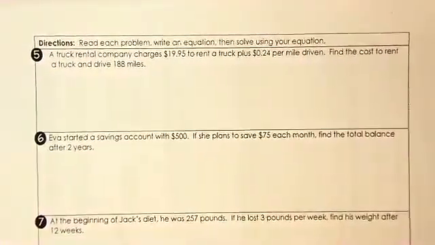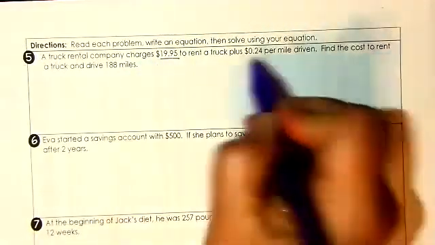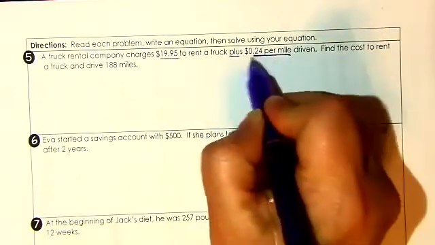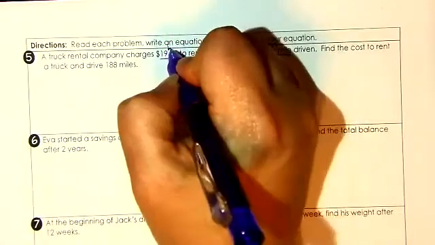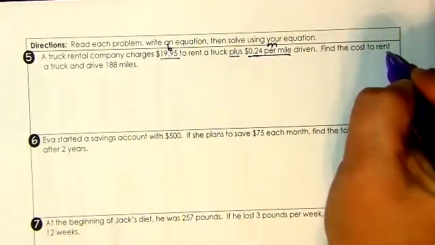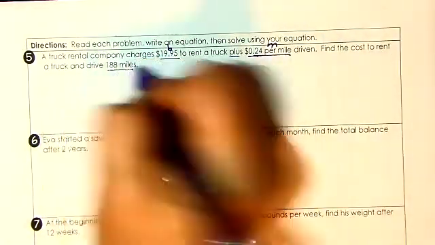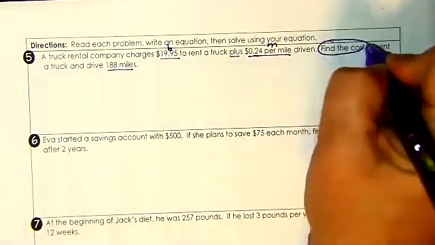Okay, so it says a truck rental company charges $19.95 to rent a truck plus 25 cents per mile. So that right there is my clue. This is M, this is B. We want to find the cost to rent a truck and drive 188 miles. So we want to find the cost.